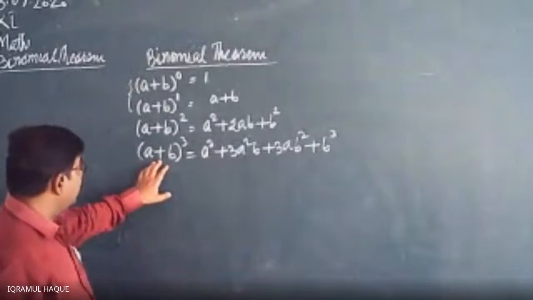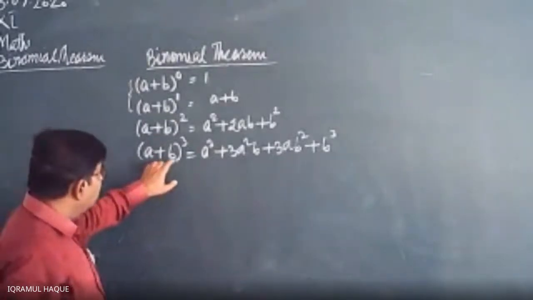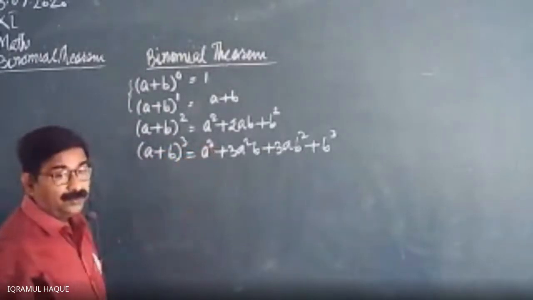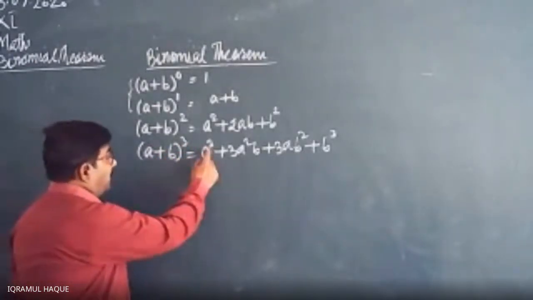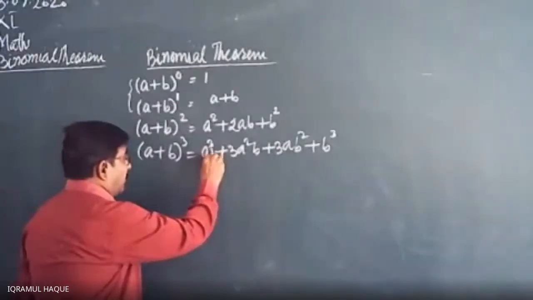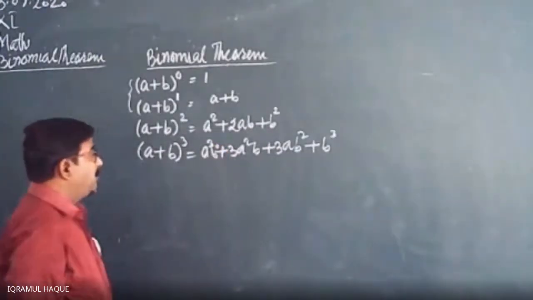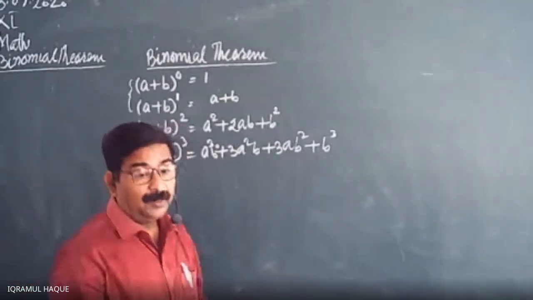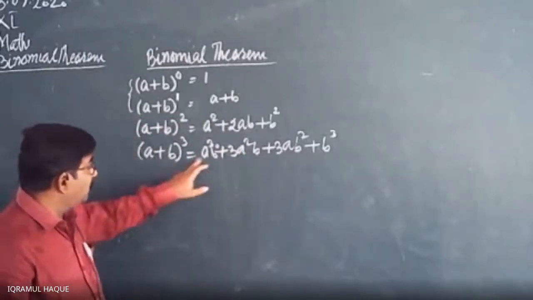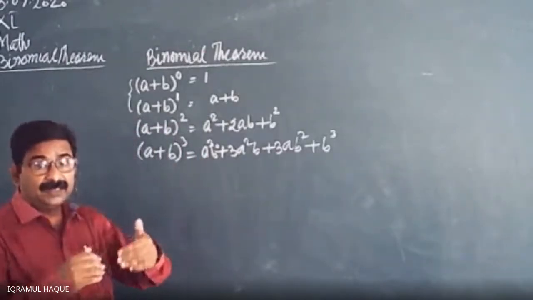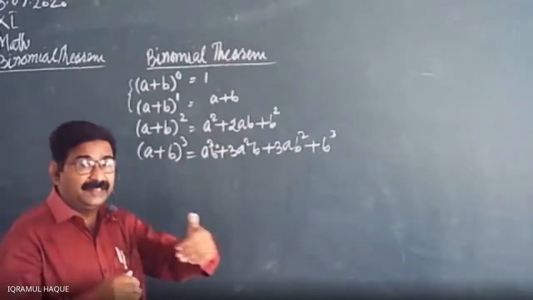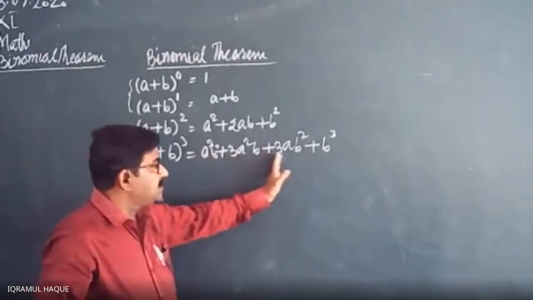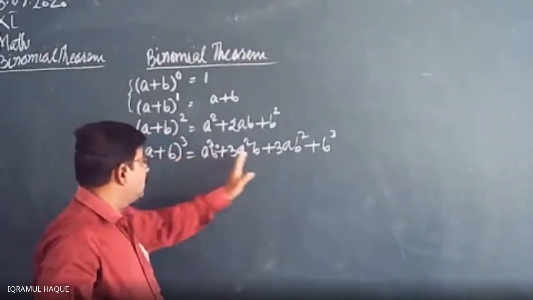Similarly, here you can see a plus b to the power 3. So a is having maximum power and b is having minimum, that is b to the power 0. It is not written, I can show you. b to the power 0 means first term will have maximum exponent and second term will have minimum. And as the sequence, the term increases, the power of first term decreases and the power of second term increases.